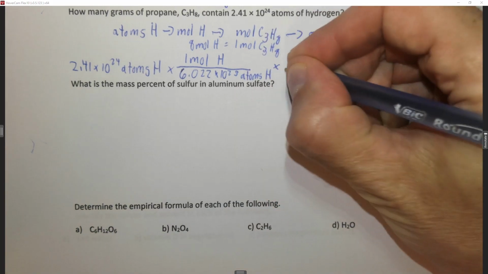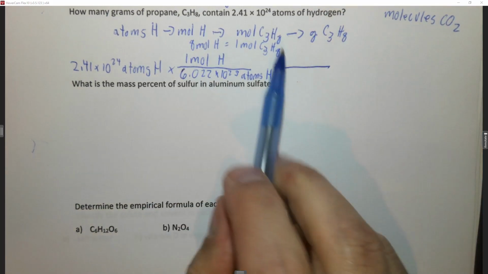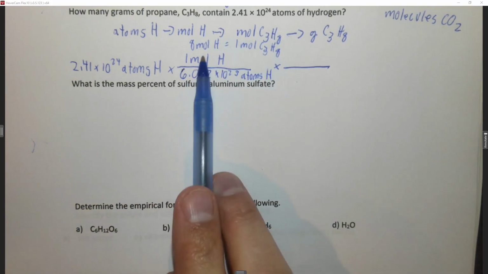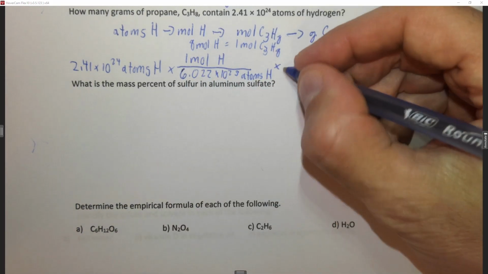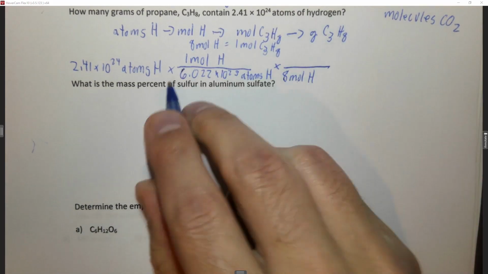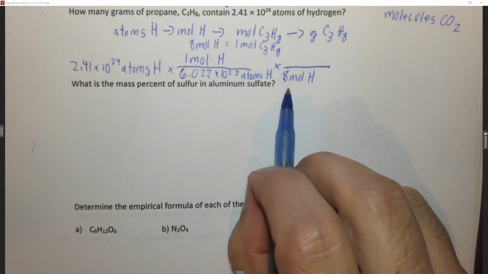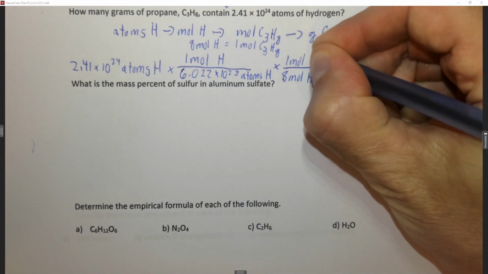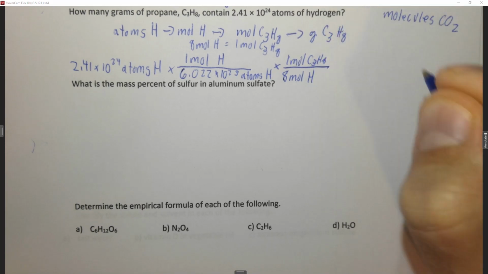Now we need to convert from moles of hydrogen to moles of C3H8. Well, we know that 8 moles of hydrogen equals 1 mole of C3H8. Since we're trying to get rid of moles of hydrogen, we put the hydrogen on the bottom, and did I say 1 mole? I meant 8 moles of hydrogen on the bottom, and the 1 mole of C3H8 on the top.